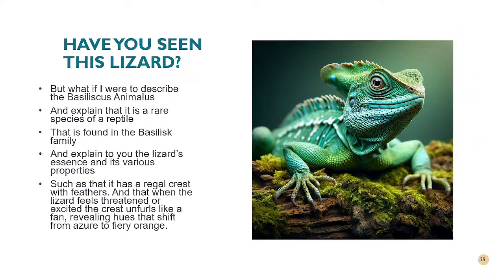But let me ask you a question. Have you seen this lizard? What if I were to describe a lizard that is known as the Basiliscus animalis, and explain that it is a rare species of reptile, and that this lizard is found in the basilisk family? And what if I were to describe all the lizard's essence and its various properties and say that at its most fundamental level, what makes this lizard, its essence, is that it has a regal crest with feathers, and that when the lizard feels threatened or excited, that crest unfurls like a fan, revealing hues that shift from azure to fiery orange.